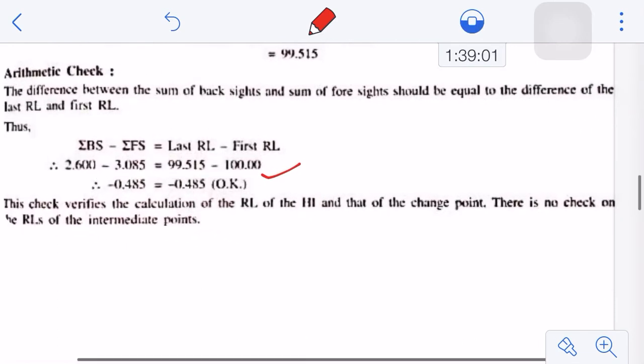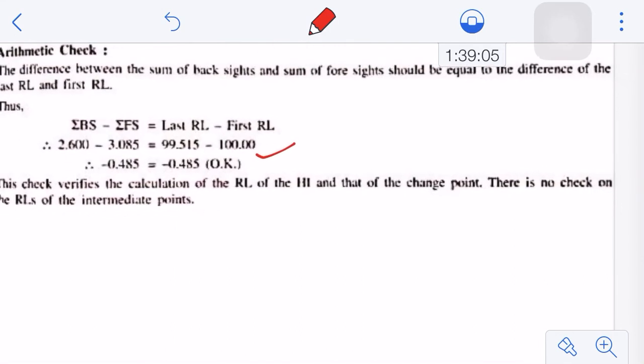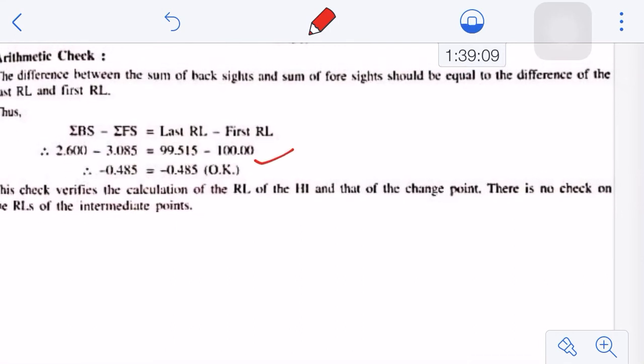So this check verifies the calculations of RLs of HI and that of the change point, and there is no check on the RLs of intermediate points. That's the disadvantage of this method. You can check your last RL and first RL, but there is no check available to verify your intermediate readings, right? Still, because of this disadvantage only, we can also go with the second method.